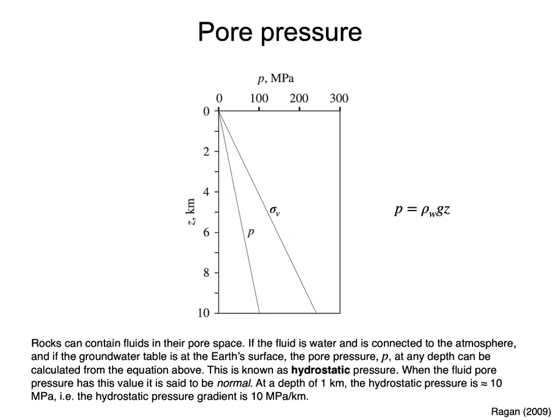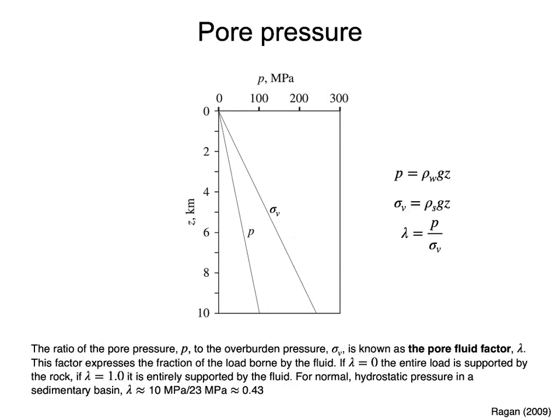The ratio of the pore pressure, P, to the overburden pressure, sigma V, is known as the pore fluid factor, lambda. This factor expresses the fraction of the load borne by the fluid. If lambda is 0, the entire load is supported by the rock. If lambda is 1, the load is entirely supported by the fluid. For normal, hydrostatic pressure in a sedimentary basin, lambda is about 0.43.